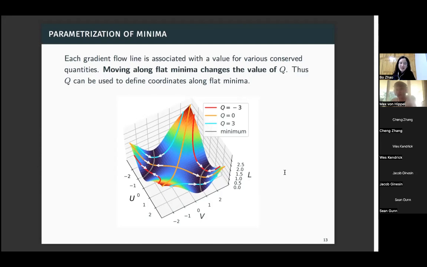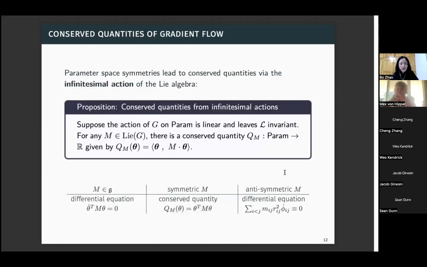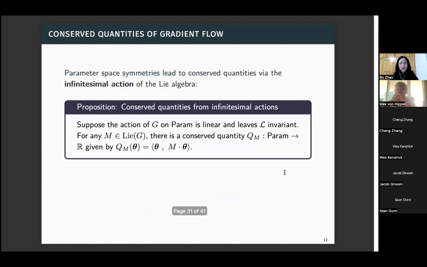Sorry, I didn't mean to interrupt you. But I was curious, do you have any insight into how conserved quantities likely evolve layer by layer in a many-layer, deep neural network? Yes. In that case, we would actually have more than one conserved quantity.